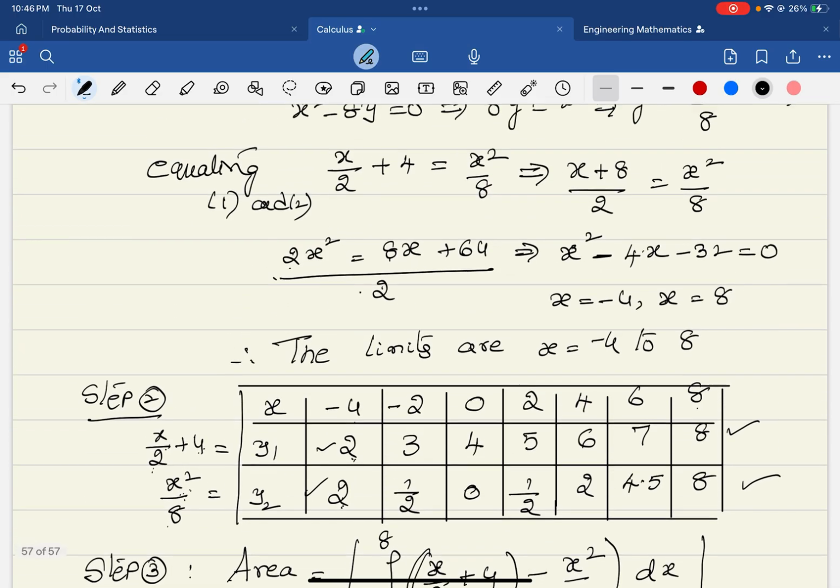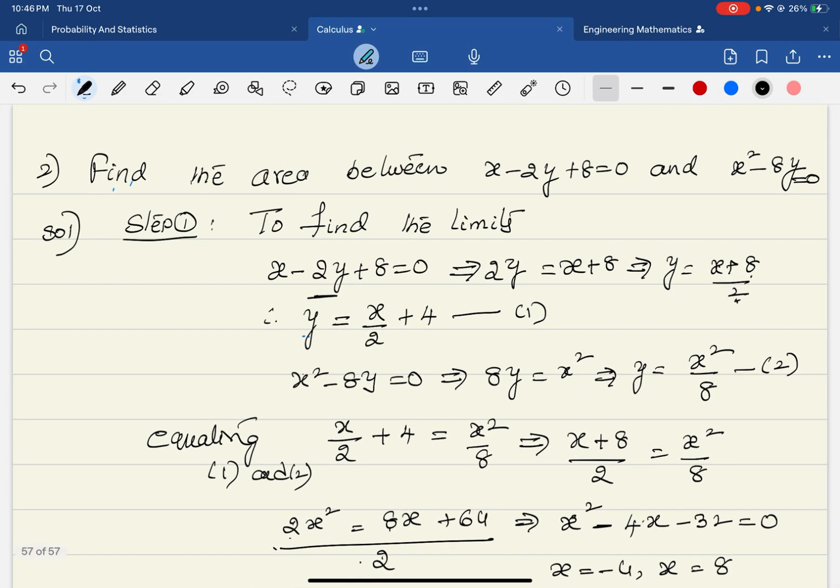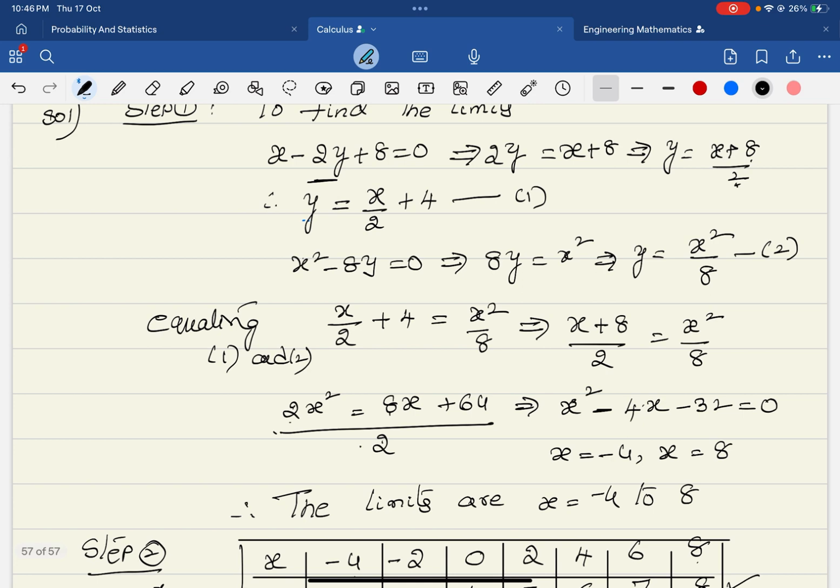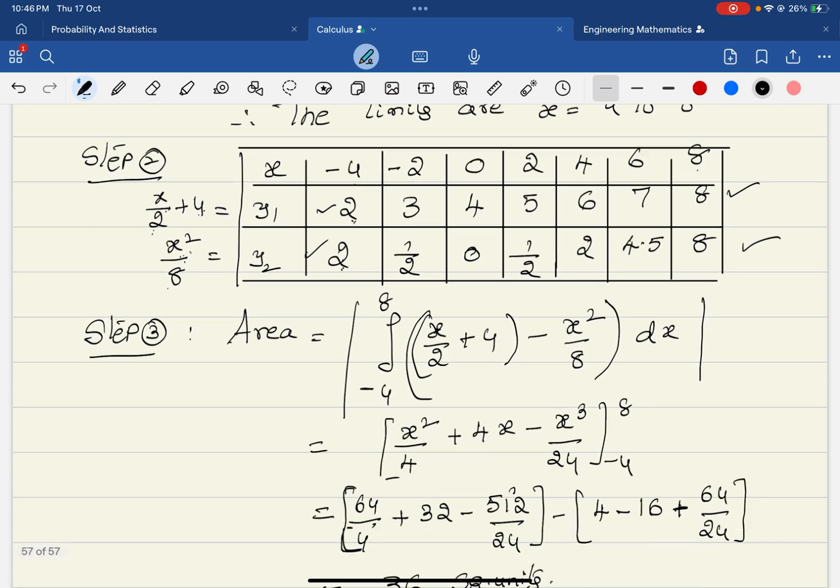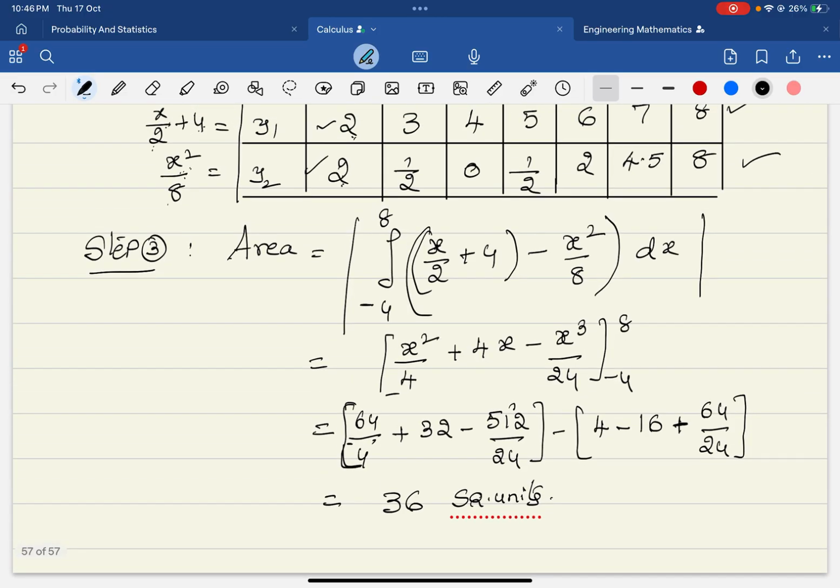I hope you could understand how to find the area between the two curves. These are the steps you have to do properly and then get the solution. I hope you are able to understand.